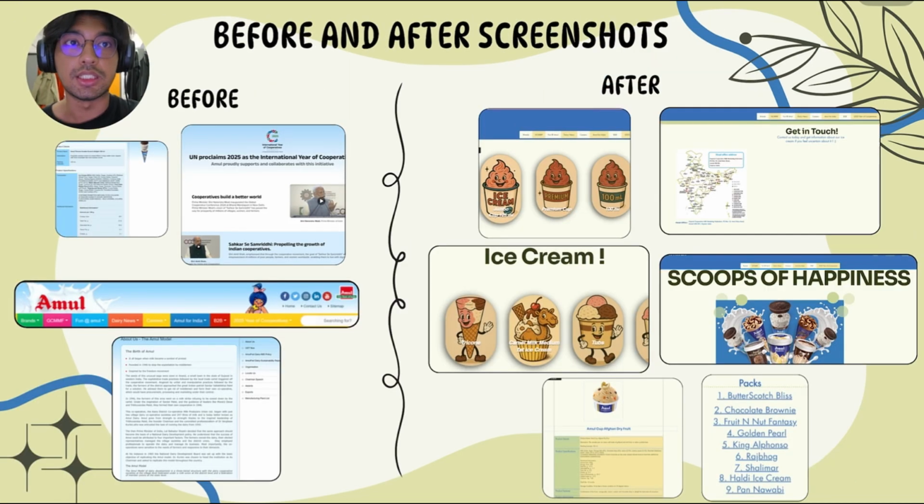Here's a look at the before and after screenshots. The old interface was cluttered with dense text and poor visual hierarchy. On the other hand, we made improvements to make it cleaner, more colorful, and more organized. We added some vibrant product visuals and also simplified the layout.